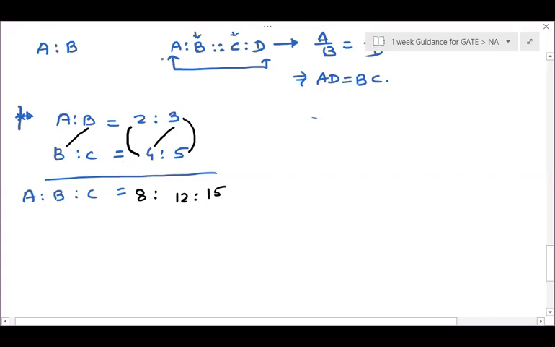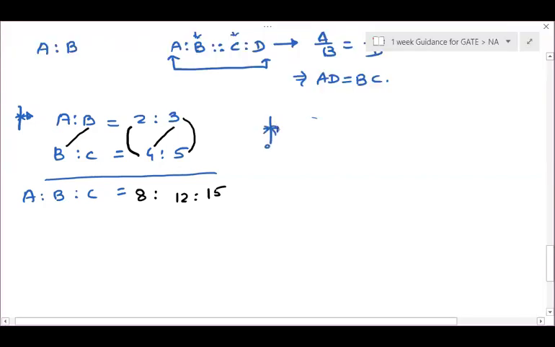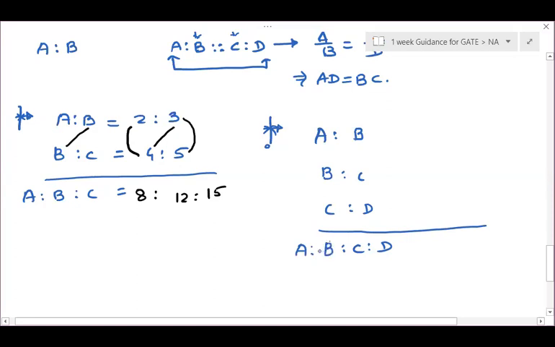Right. This is your model 1. Let me give you model 2. In model 2, they will give you A is to B, B is to C, and C is to D. And they will ask you A is to B is to C is to D. Okay. Here, suppose they are giving us A is to B as 1 is to 2, this is your 3 is to 4, this is your 5 is to 6. Now, based on this, I have to find this.